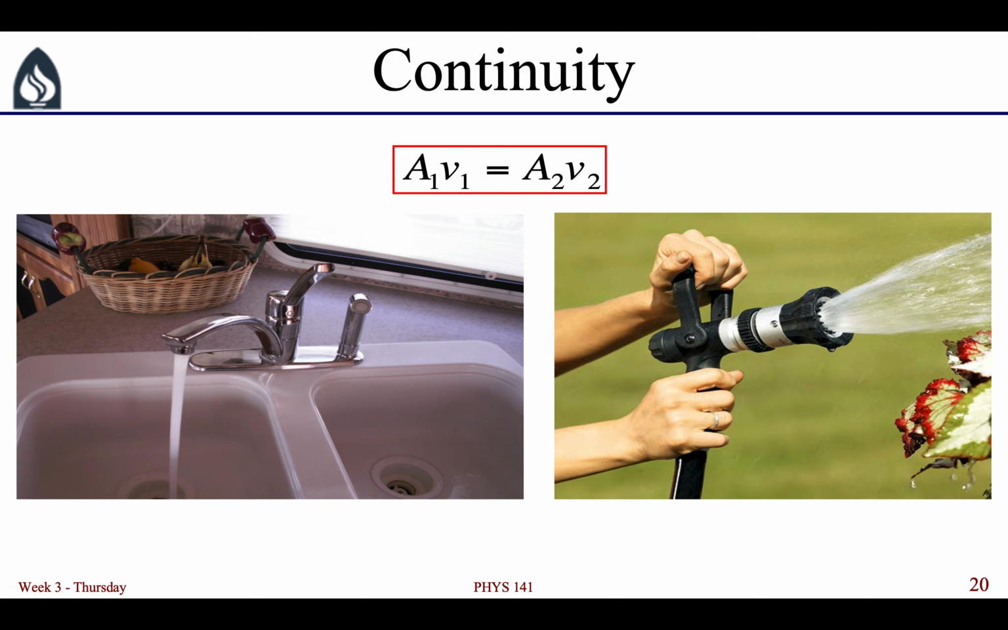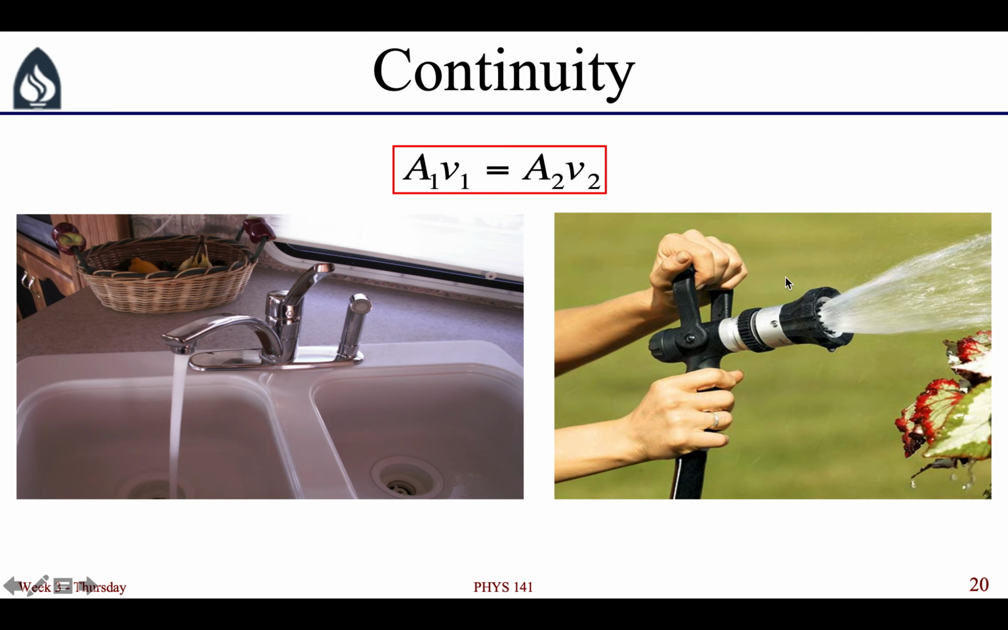If you go into any sink in your house and turn it on, you can watch the stream of water coming out of the sink. As the water falls from the sink, it's in free fall, so it's going to speed up. And as it speeds up, the cross-sectional area of the stream decreases. So here it's wider than it is down here. You can amaze your friends and family by showing them that this is the continuity equation in action. As the velocity of the fluid increases, the cross-sectional area decreases.